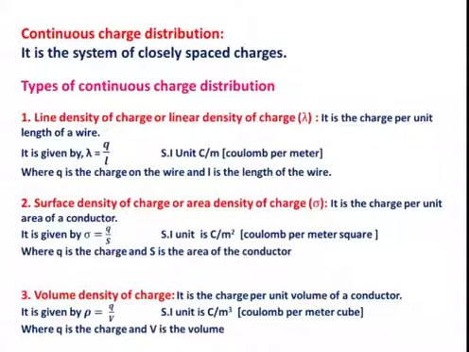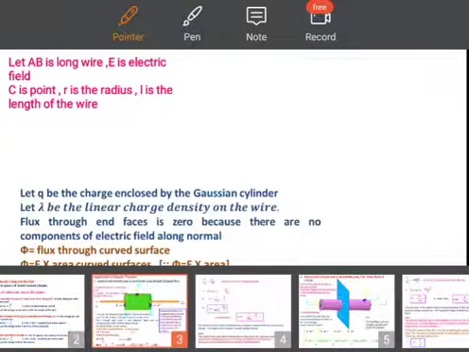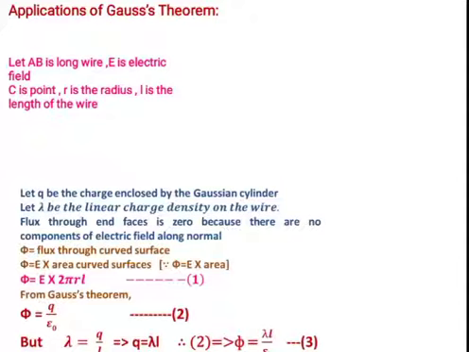Next, applications. Let us understand the first application based on the Gaussian theorem. Already we discussed in the previous video what the Gaussian theorem and electric flux are. Electric flux is denoted by the symbol phi. The Gaussian theorem states that for a closed surface through which electric field lines are passing, the total flux phi is equal to 1 divided by epsilon naught times the net charge, or phi equals Q divided by epsilon naught.